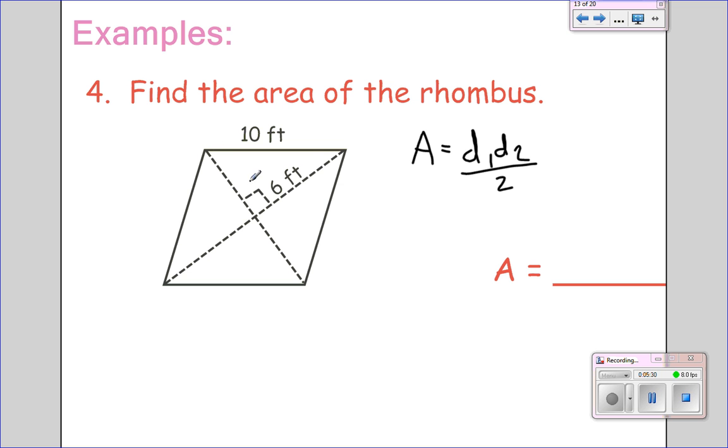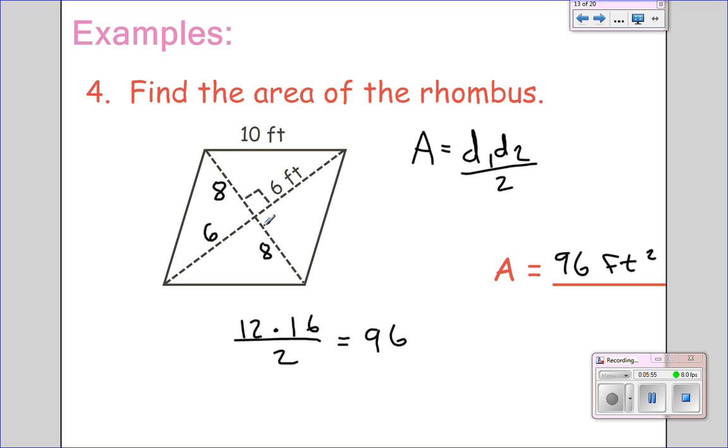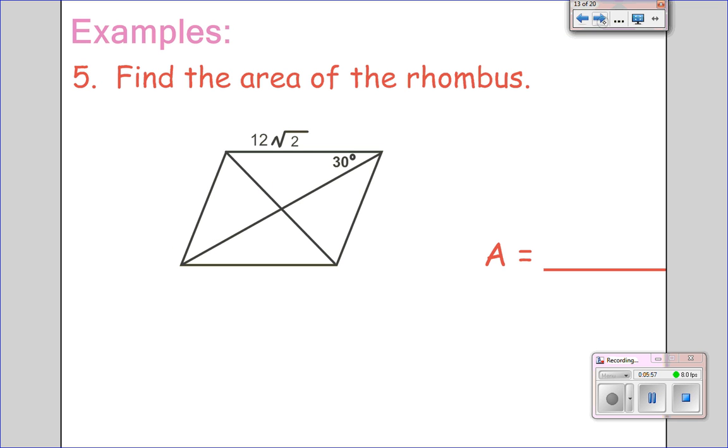If you look and you see the right triangle, you'll realize Pythagorean theorem: 6 squared plus something squared equals 10 squared. So 3, 4, 5, so that makes this 8. And since the diagonals bisect each other in a rhombus, that would be 6 and that'll be 8. So diagonal 1 is 12 times diagonal 2 is 16, over 2. That's going to give me, let's see here, 96 feet squared. So make sure you find both pieces of the diagonal to be able to solve for the area.